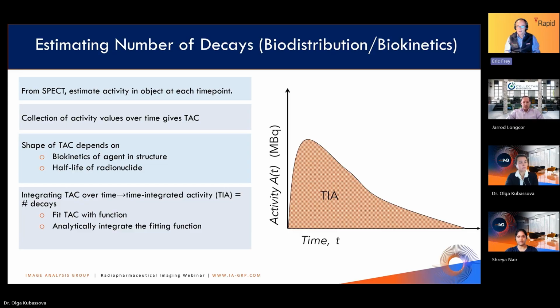So when we want to integrate the time activity curve, we measure the activity at several time points using the quantitative imaging. And then typically the way that the area is estimated is to fit a curve, usually some combination of exponentials through the activity data, and then analytically integrate those. And that gives the time integrated activity. Next slide, please.